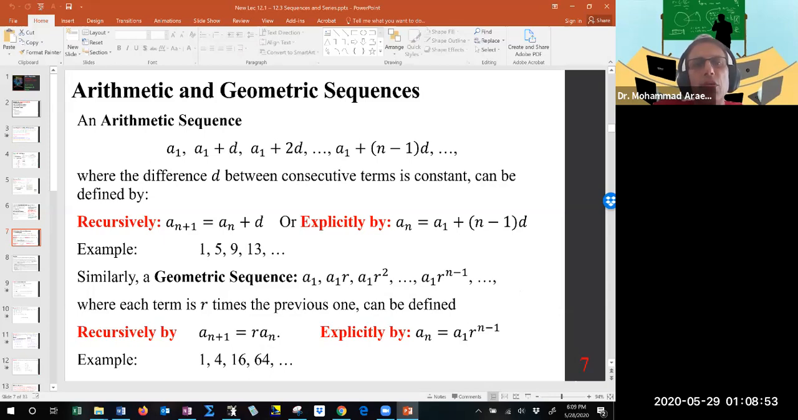Arithmetic and geometric sequences. Basically, in the case of arithmetic sequence, you add a constant. Now, it could be positive or negative. In the case of a geometric sequence, you multiply by a constant. It could be positive, negative, a number larger than 1, or between 0 and 1.